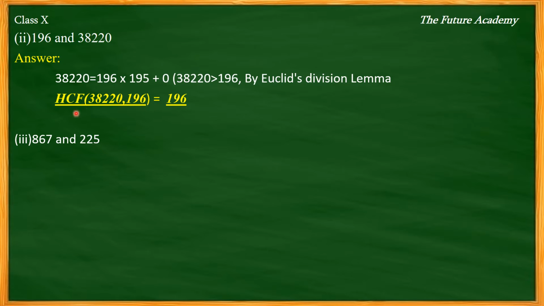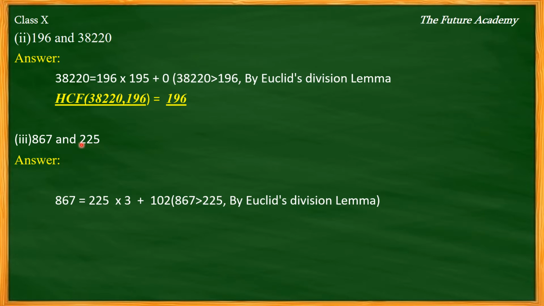Now we are going to find out the HCF of 867 and 225. Here the greatest number is 867. So we are going to divide 867 by 225. So we get 867 is equal to 3 times 225 plus 102.